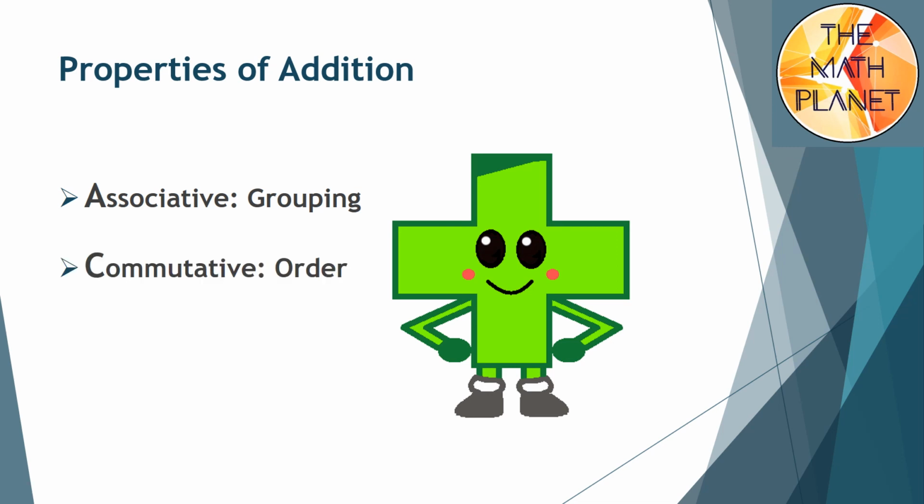The commutative property is the order property. It states that you can add numbers in any order and the sum will be the same. The identity property states that the sum of 0 and any number is that same number.